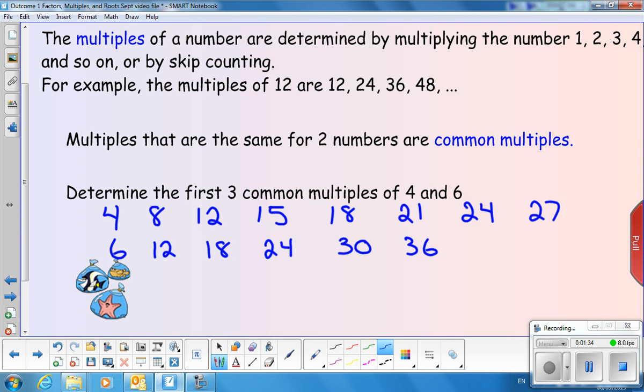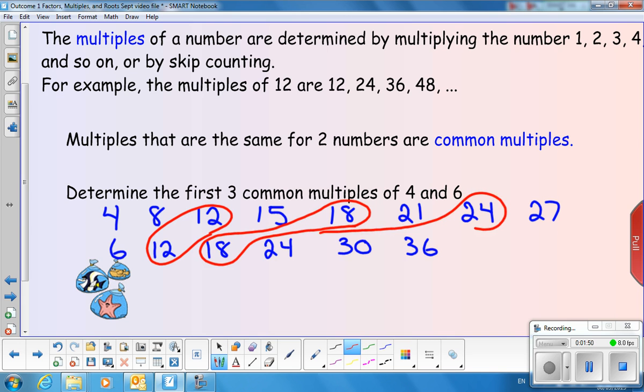We're looking for the first three common multiples, so let's see if we have any repeats yet. And we do. We have a repeat of 12, so there's the first common multiple. I have a repeat of 24, so there's the second common multiple. And I also have a repeat of 36, so there are my three common multiples of 4 and 6.